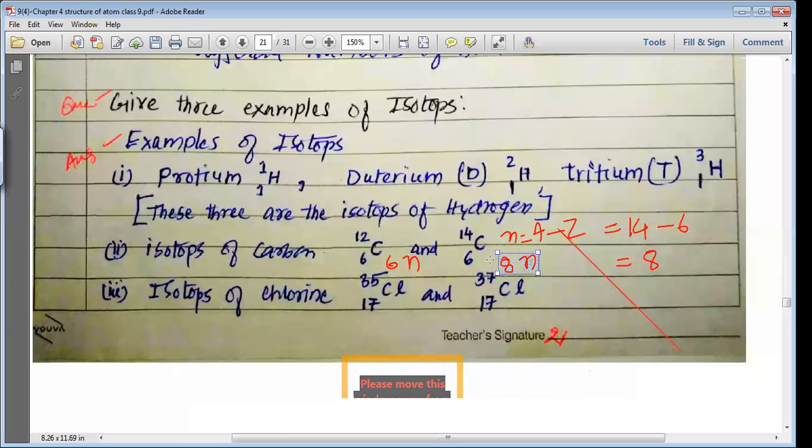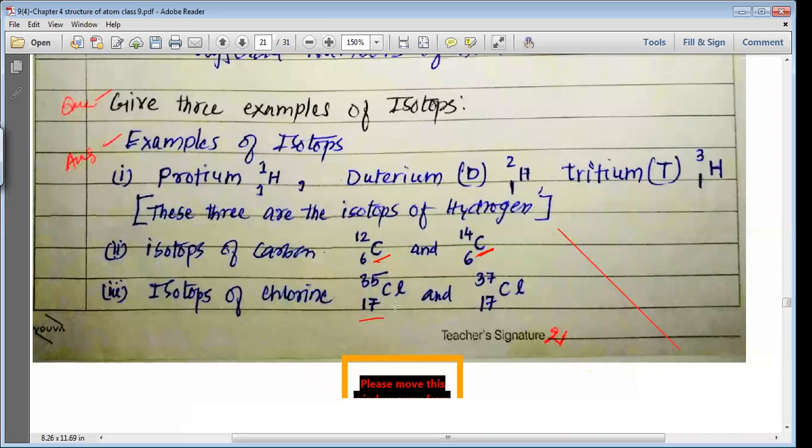So my dear students, you can see that both these have the same number of protons, but here the neutron number is 6, and here the neutron number is 8, and that is why they have different atomic mass numbers, and that is why they are called the isotopes of each other. Remember that these both are isotopes of carbon, so they are atoms of the same element.